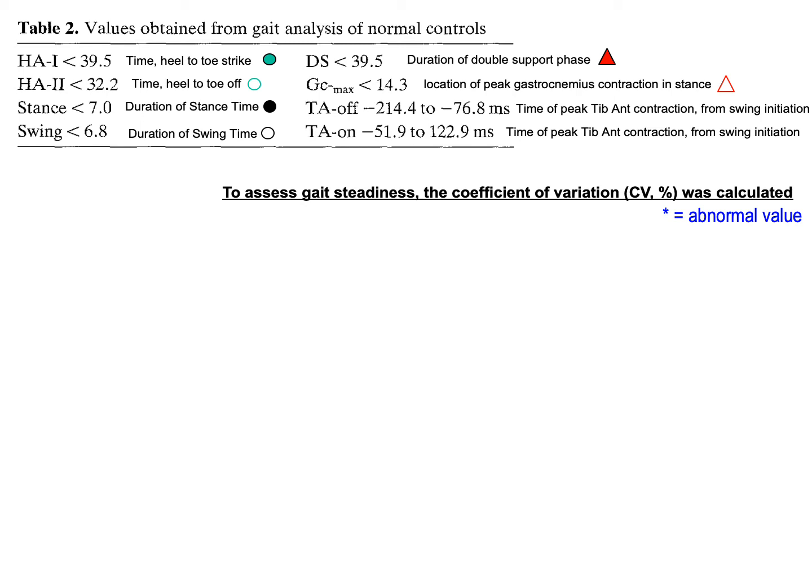And they looked at the coefficient of variation, which is a statistical measure, to look at how variable they were from step to step, stride to stride. And this is expressed as a percentage. And I'm going to note in my slide that an asterisk is going to indicate abnormal values for our patient population group, so those older adults that had some challenges with their gait.